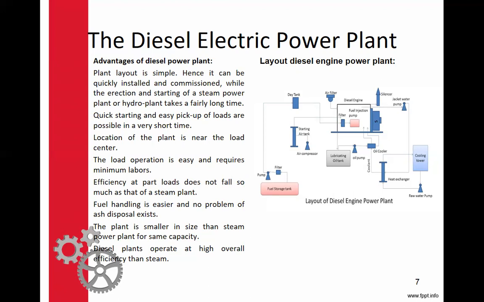Efficiency at part load does not fall so much as that of a steam plant. Fuel handling is easier and no problem of ash disposal exists. The plant is smaller in size than a steam power plant for the same capacity. Diesel plants operate at a higher overall efficiency than steam. Yan, take note of that.